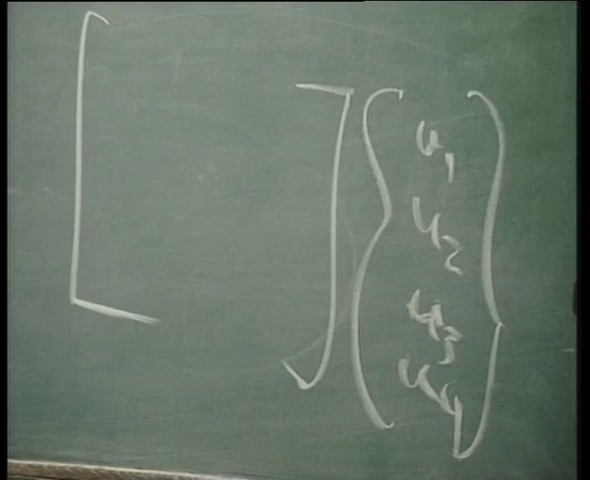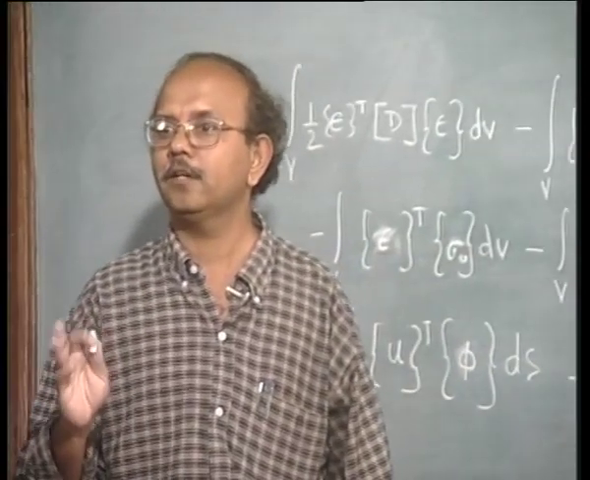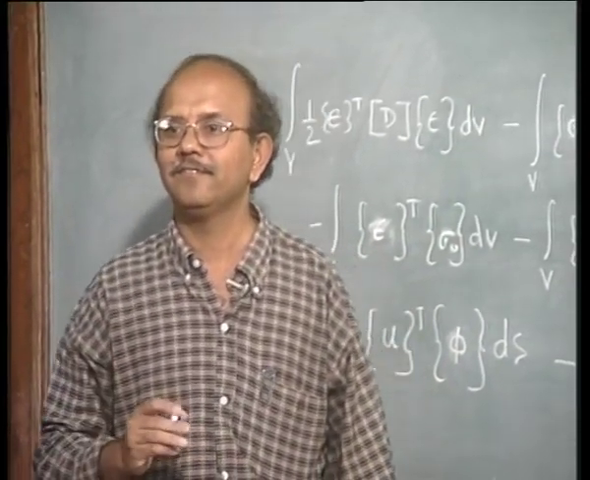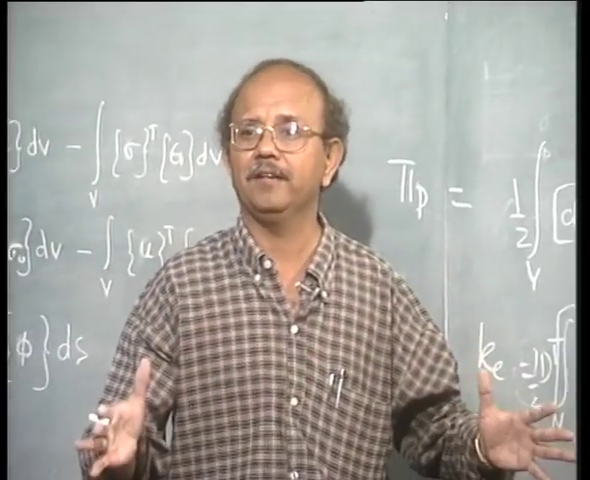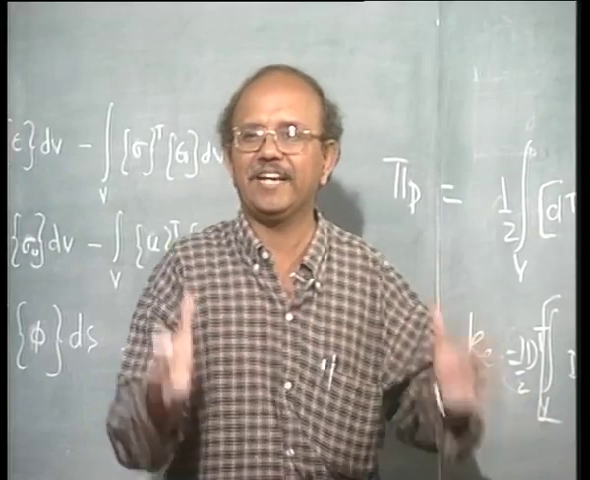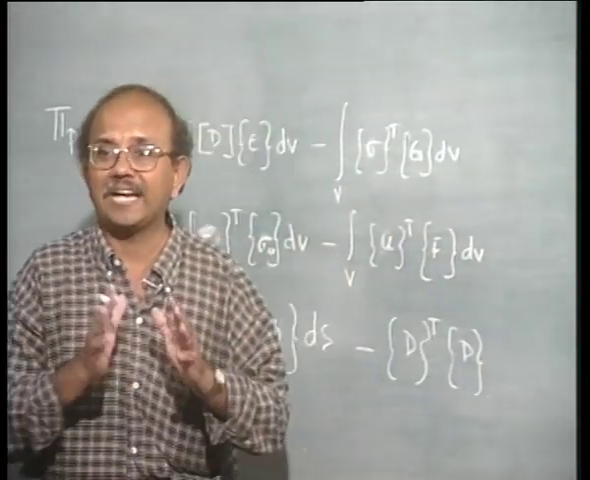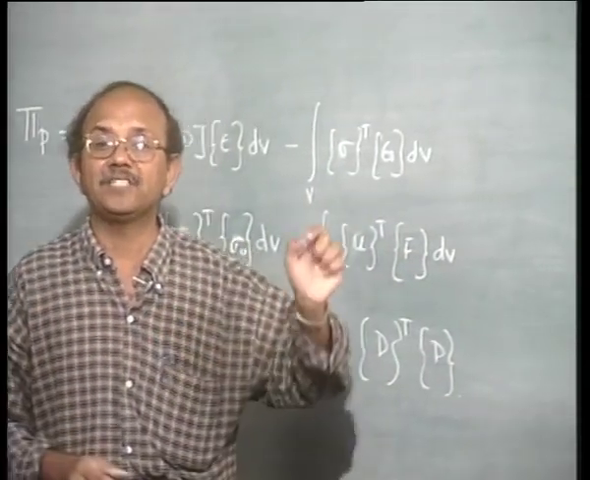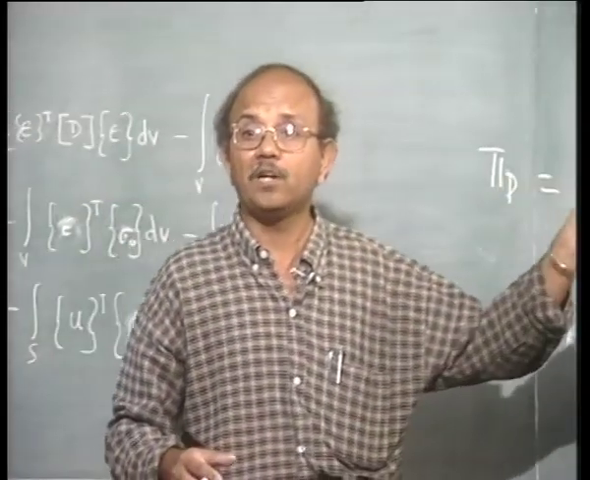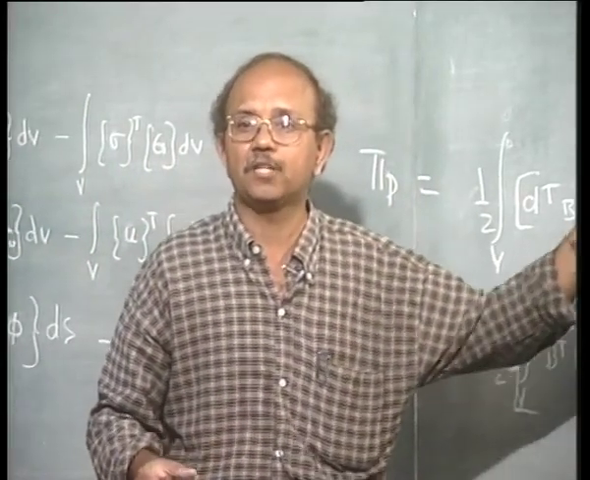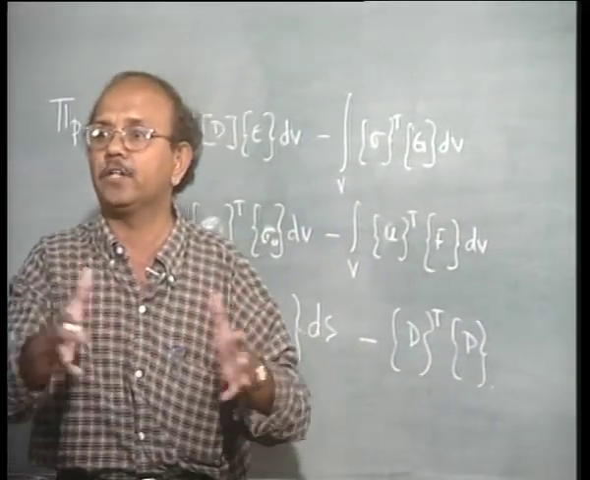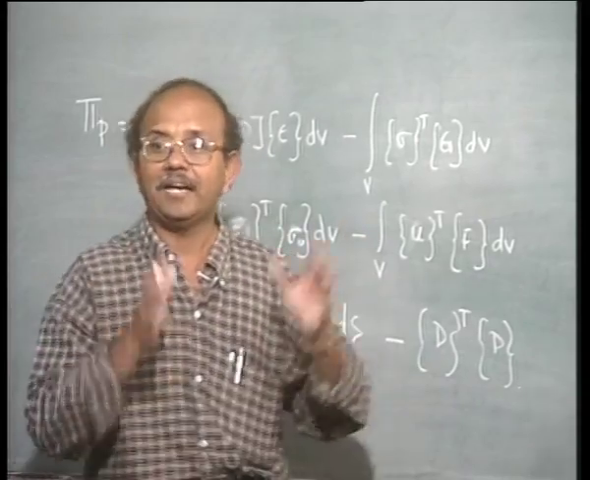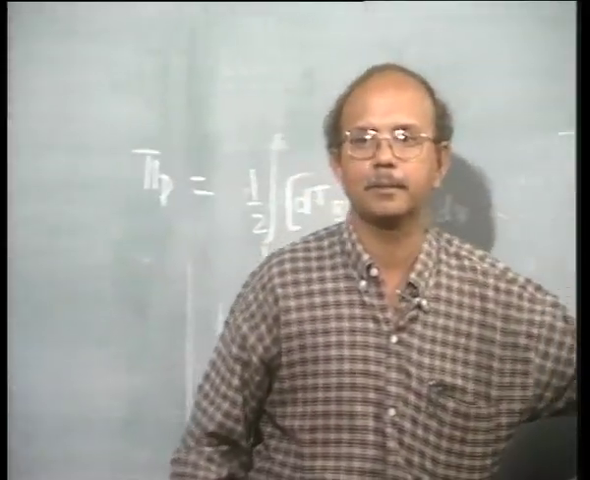Is that clear? No? Still not clear? What I have done is to facilitate the adding of k. Or else I can't add k straight away, because k1 corresponds to nodes 1 and 2, and k2 corresponds to nodes 2 and 3. So I can't add k1 and k2 straight away, unless I expand it like this.